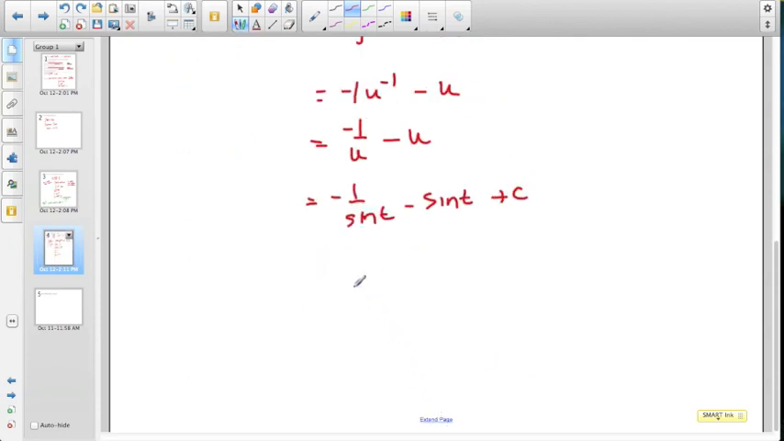And it's really likely that you're going to see this expression in the back of the book if you're looking at answers. This is going to be minus cosecant of t. They'll use trig identities to rewrite it so that it's only on one line. So you'll see an answer that looks like that.